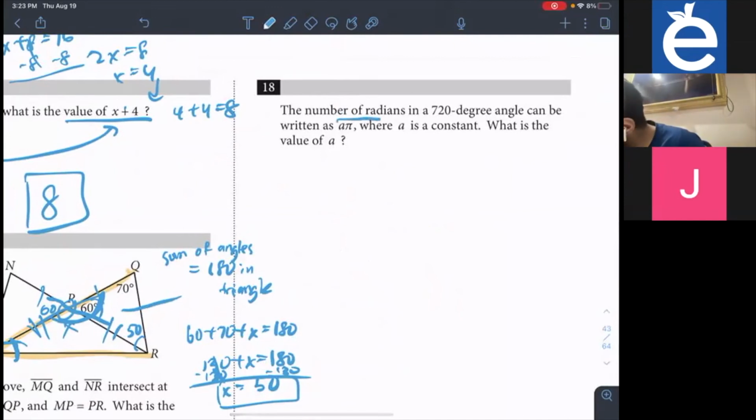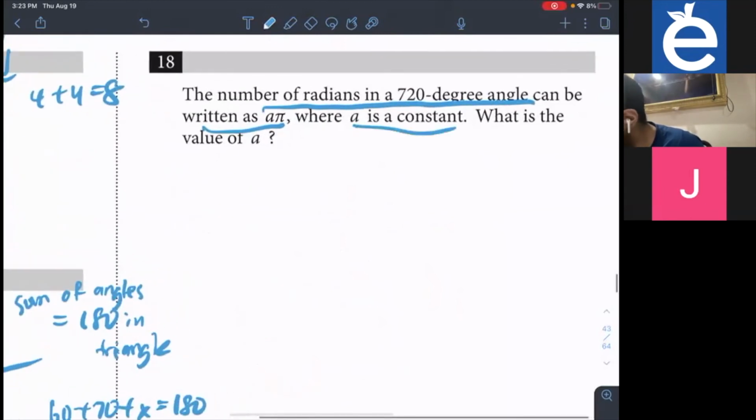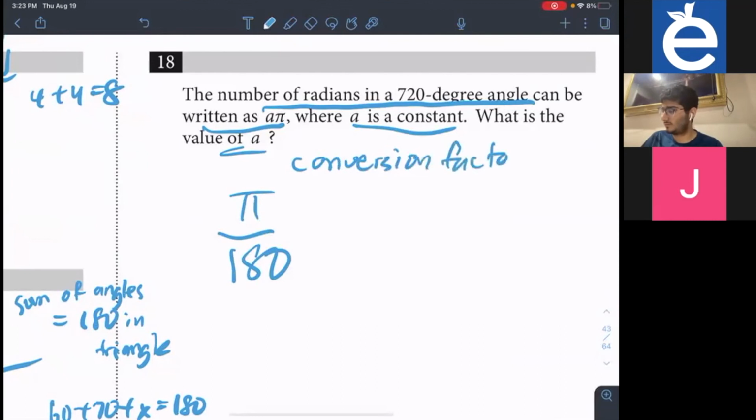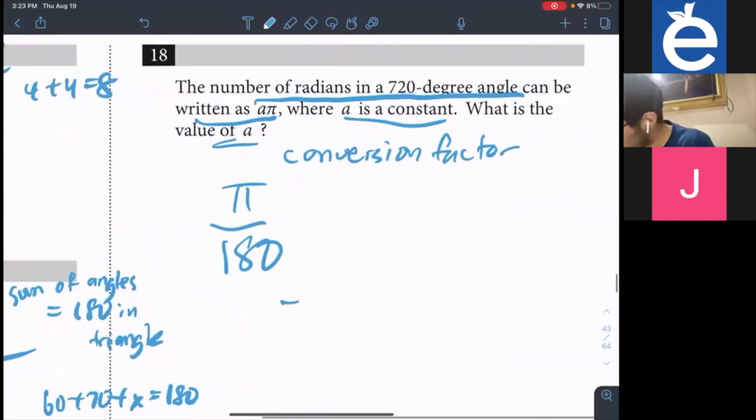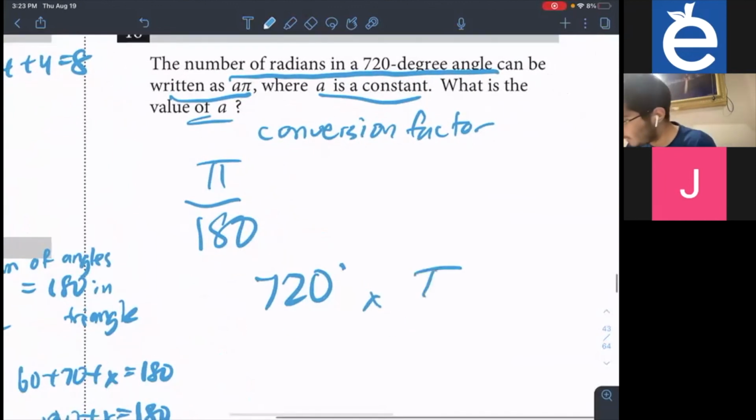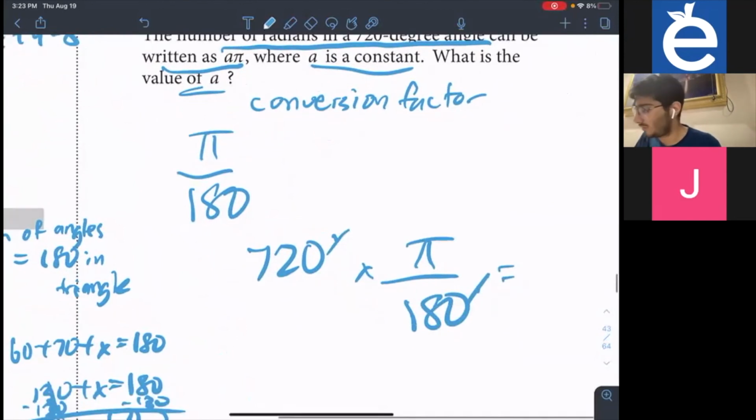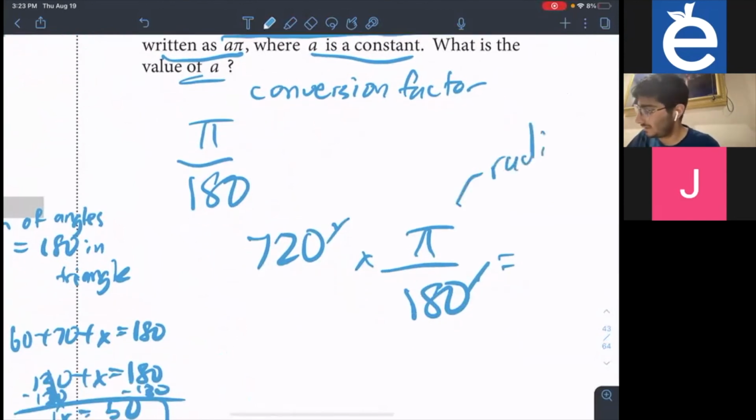The number of radians in a 720 degree angle can be written as a times pi, where a is a constant. What is the value of a? So to convert between degrees and radians, you have to use the conversion factor pi over 180. If there's a 720 degree angle, you have to convert from degrees to radians. You would do times pi over 180, because then the degrees cancel out and you're just left with pi, or the radians. This is in radians.